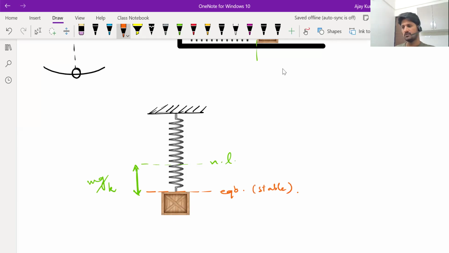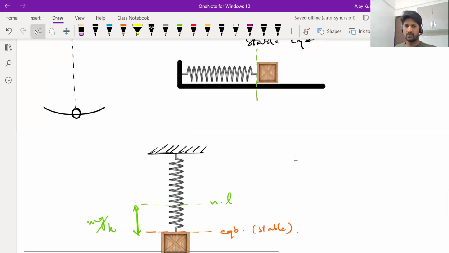Basically any oscillating system, any system that keeps going to and fro, must have a stable equilibrium position. Anyway, in 11th class itself, you have a separate chapter on oscillations. In that you will learn in depth. So these are all examples of stable equilibrium.